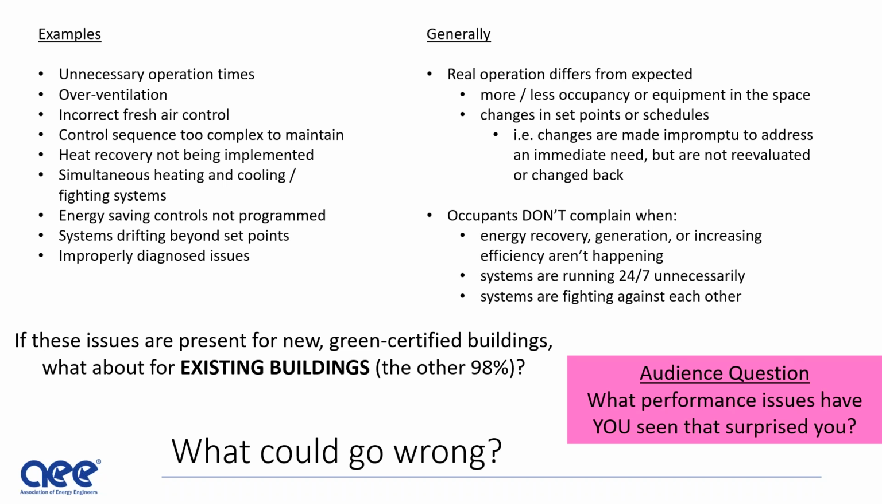Or we see changes in set points and schedules, oftentimes to address an immediate need, or a system put in hand to make manual adjustments, whether on a seasonal or yearly basis. Looking at the trend data really helps to see how those equate to performance, and in turn how that performance equates to energy consumption.